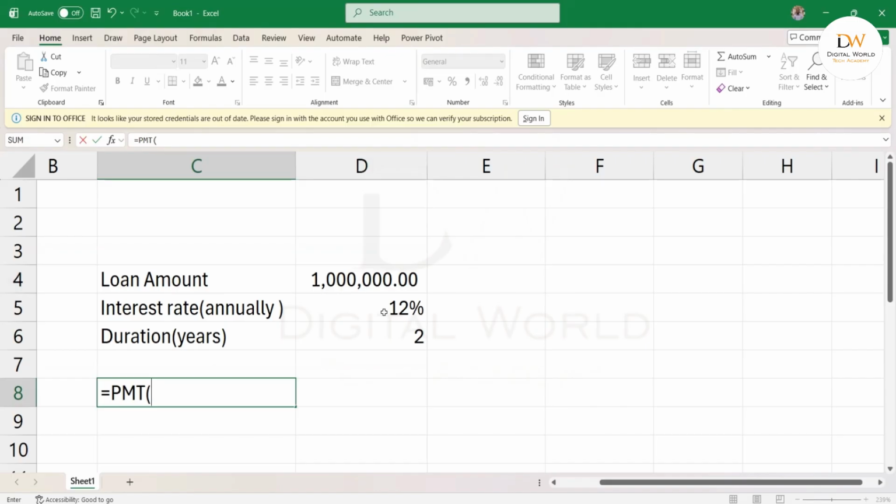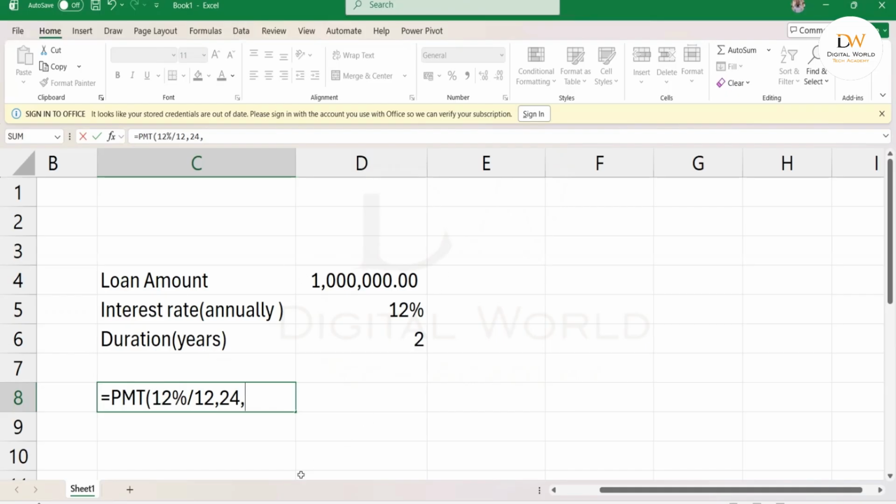All right. So we start with the rate, like I said. So the rate divided by, so we can say 12% divided by 12. Put a comma, then the number of periods, like I said, it is this multiplied by 12. So that's 24 months. Then our loan amount, which is 1 million, we're going to insert it there. 1 million. All right. Close the bracket and press enter.